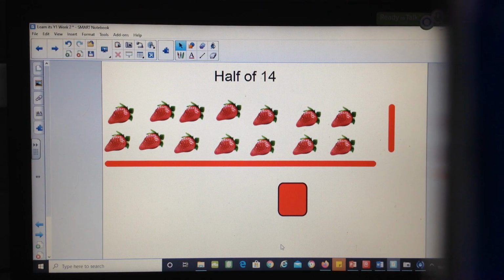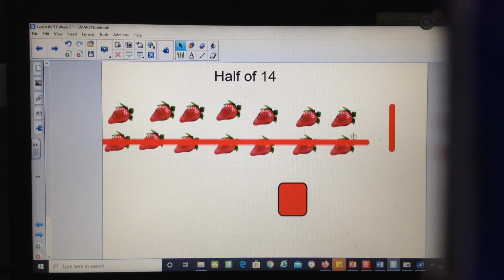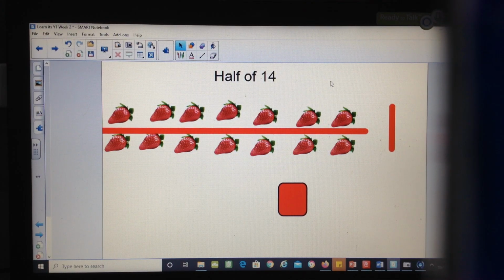Half of 14. Well, I could get my halving rods here and I could try putting them in the middle. That's not very good, is it? That's not fair. I've got 6 on that side and 2, 4, 6, 8 on that side. I can't do it that way either, can I? But if I get the horizontal line and put it down the middle, that's fair, isn't it? So I've got 1, 2, 3, 4, 5, 6, 7 on the top and 7 on the bottom. Half of 14 is 7. Just like when we were sharing those sweets.